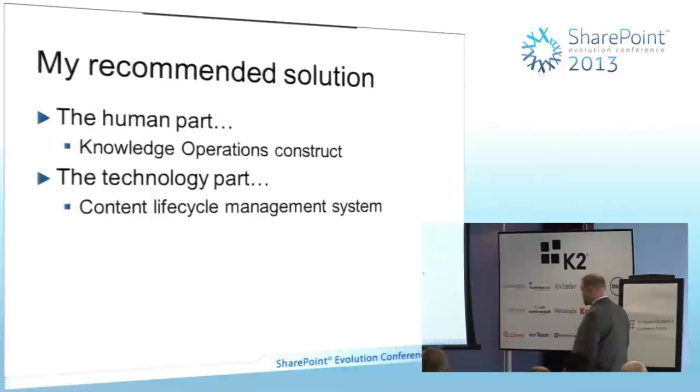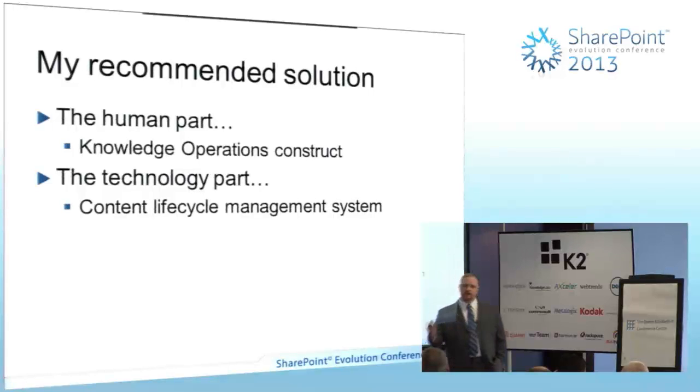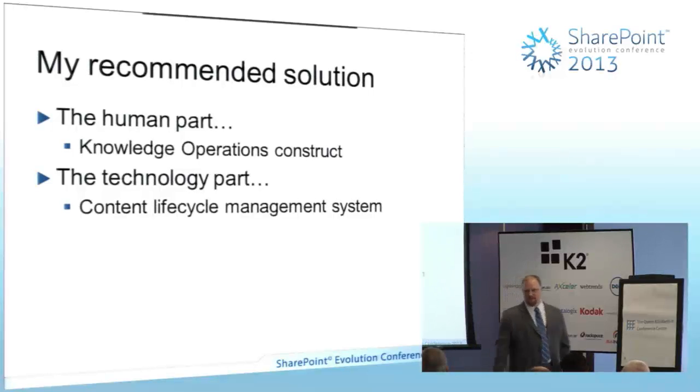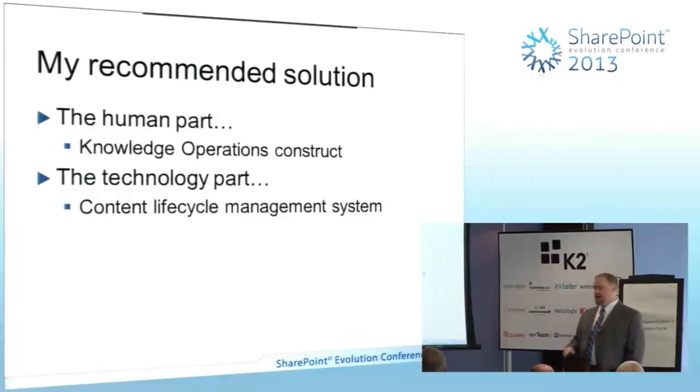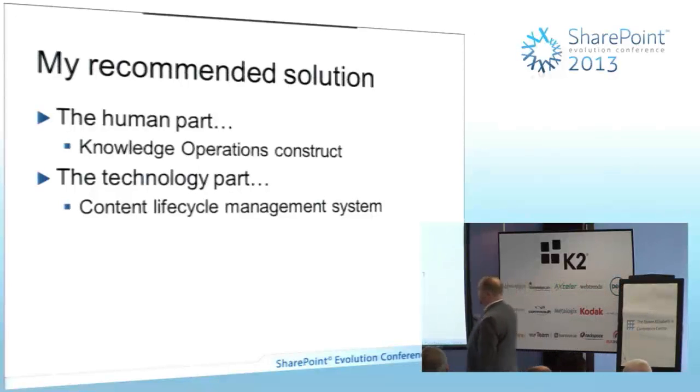The second part is your actual content lifecycle management system. I'm going to probably say this a half a dozen times over the next little bit, but I'm going to say it now the first time: without the human part, the technology doesn't work. And without the technology, the human part is too expensive. You see where I'm going with this? You gotta have both. Because without the technology, humans cost too much. Without the humans, the technology isn't smart enough.